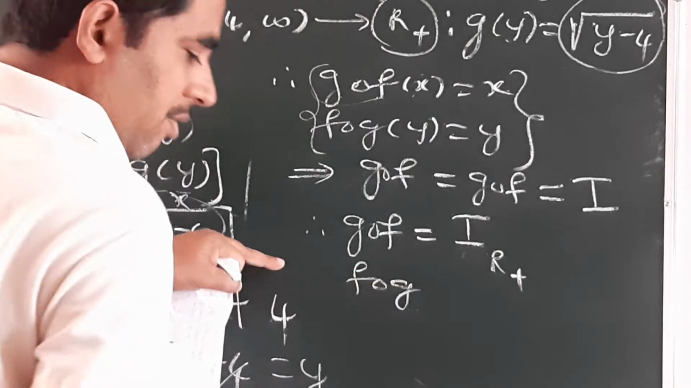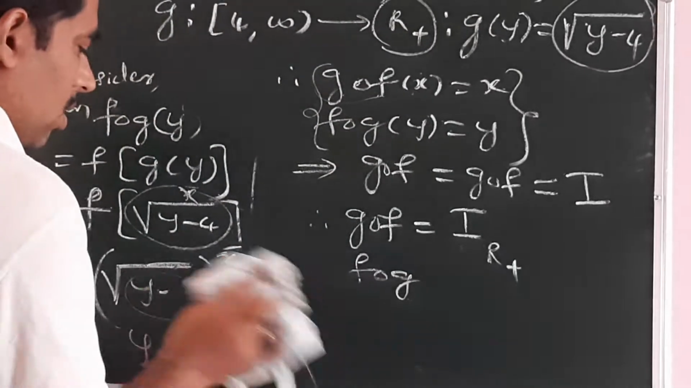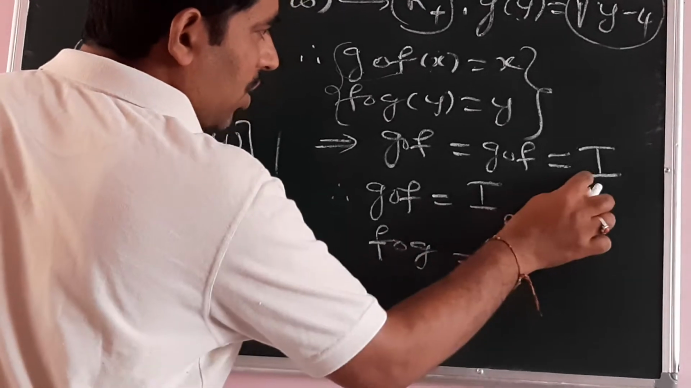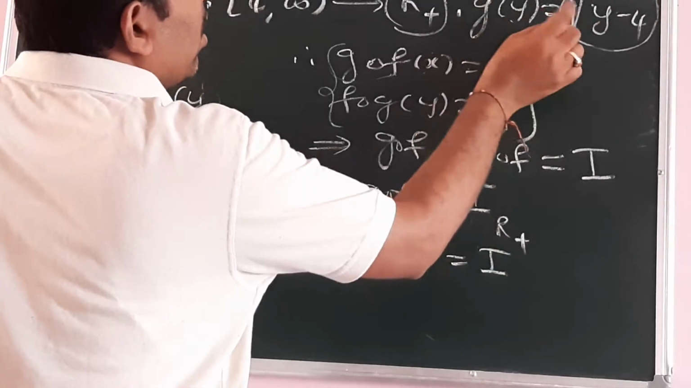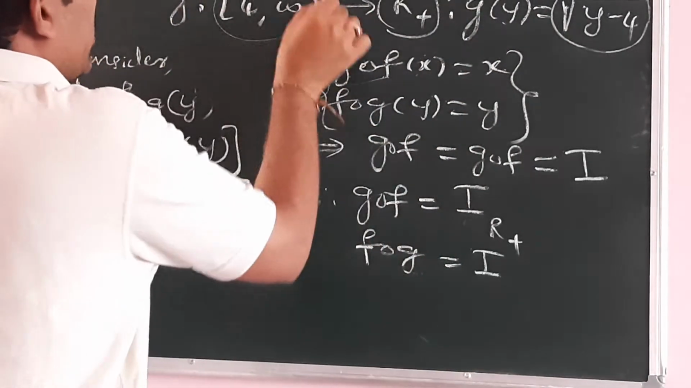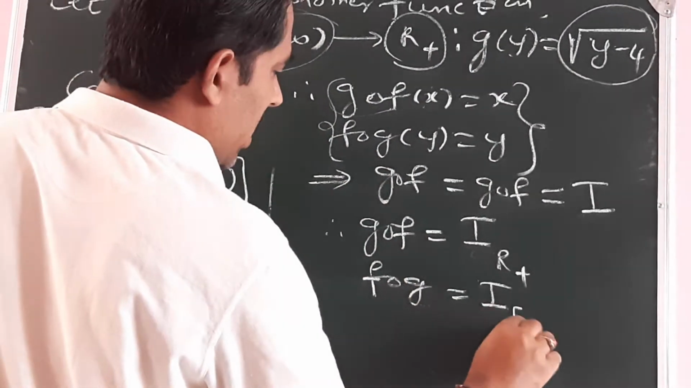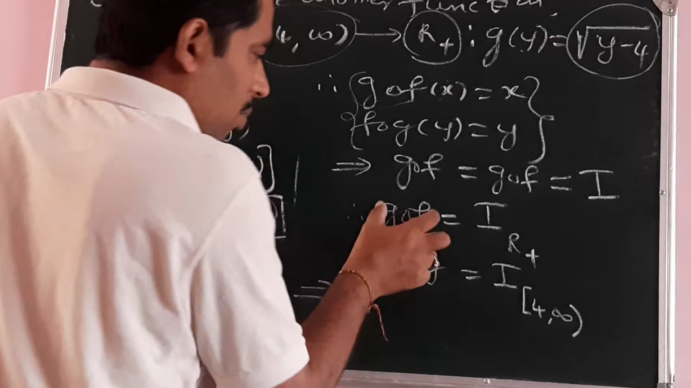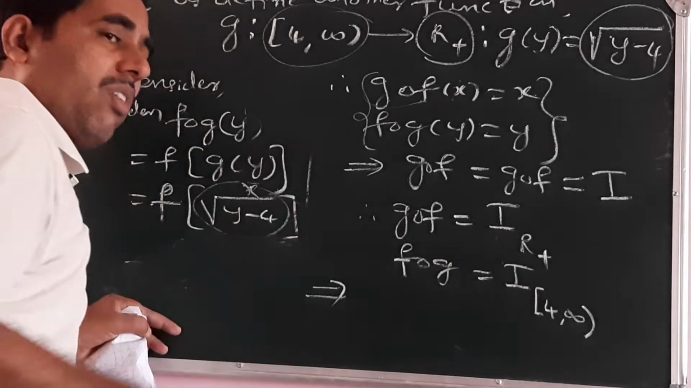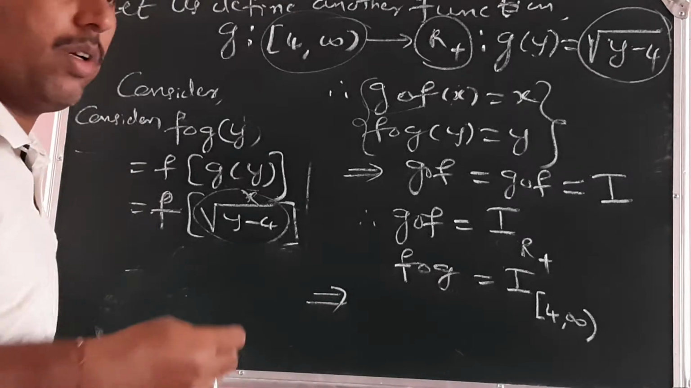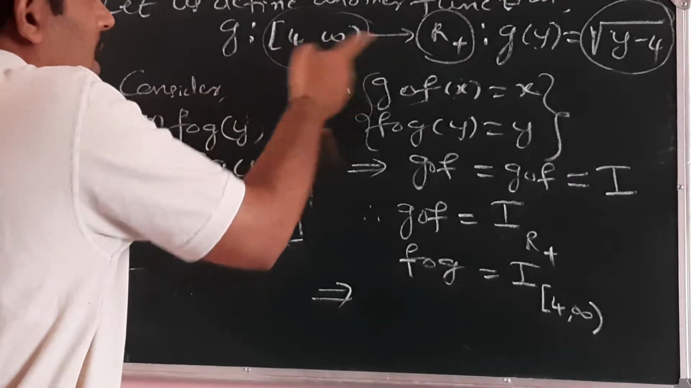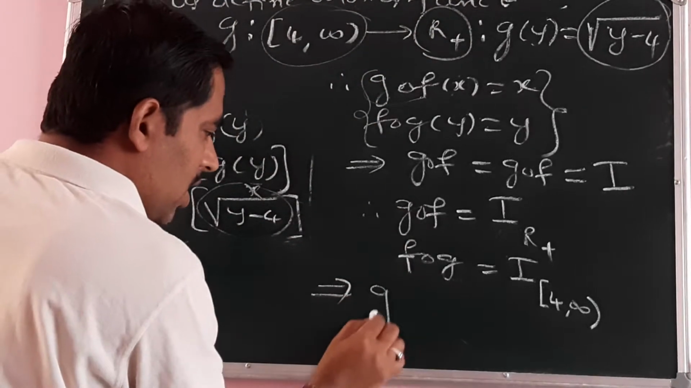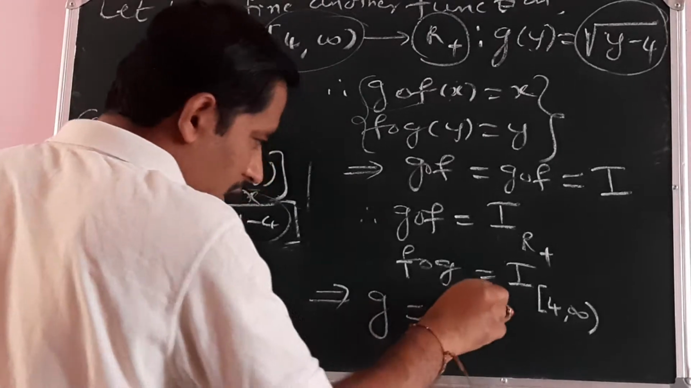Then the composition of f and g is also the identity function on the codomain. What was our codomain here? That is 4 comma infinity. So both are equal to the identity function, which means that whatever function g we defined at the beginning is the inverse of f. G is the inverse of f.